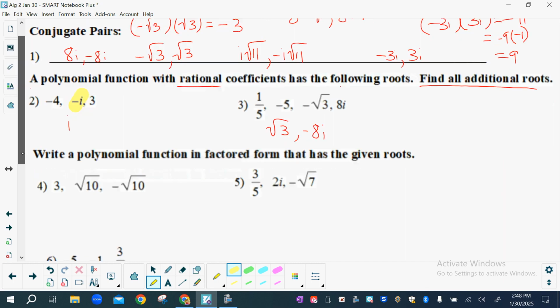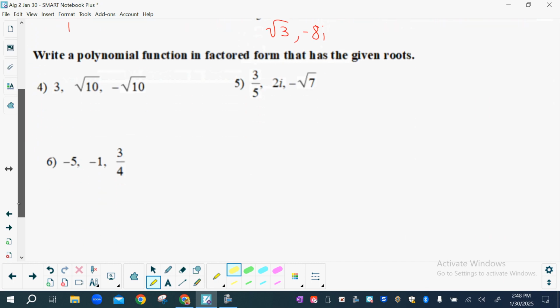So on number 4, do we have any additional roots? Yeah, you're good. Dexter just said there's already a pair there, square root 10 and negative square root 10, so we didn't need to write it. It's already there. So we're first going to write it in factored form, just like we did before. So we have x.